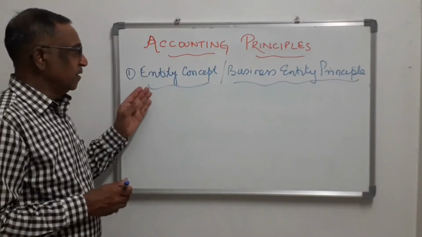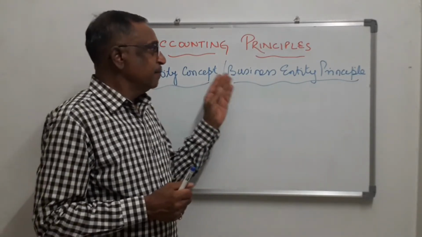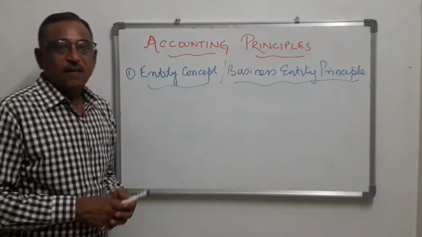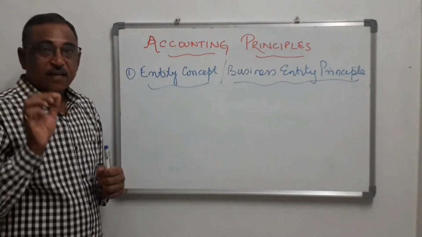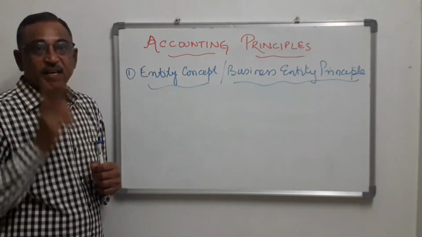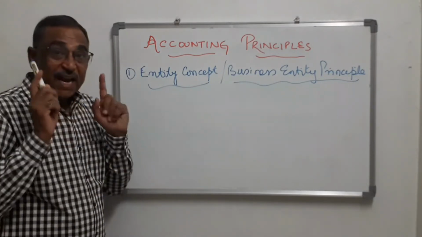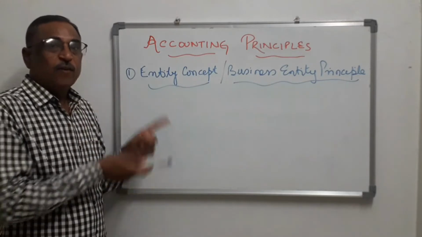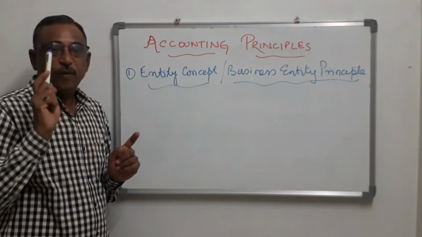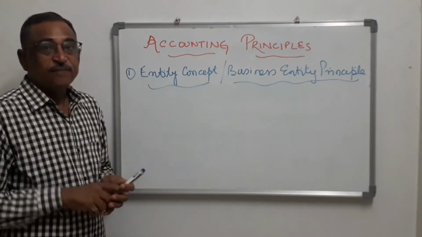Now we will study the entity concept, also known as the business entity principle. According to this concept, the business and the owners of the business are distinct entities. They are two separate entities, not one and the same. So all the entries are recorded from the point of view of the business, not from the point of view of those who own it, that is the owners.